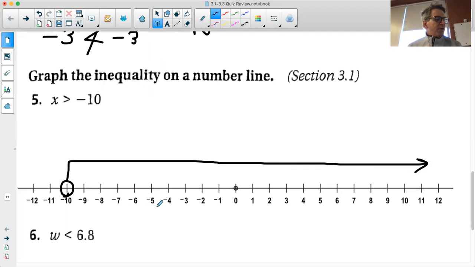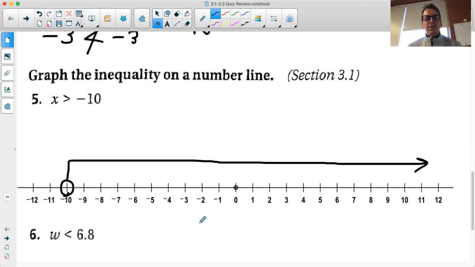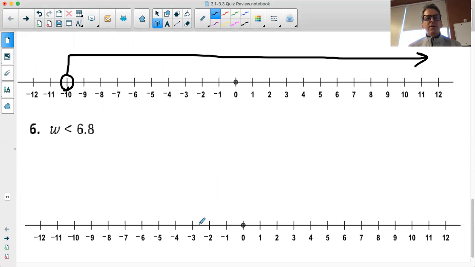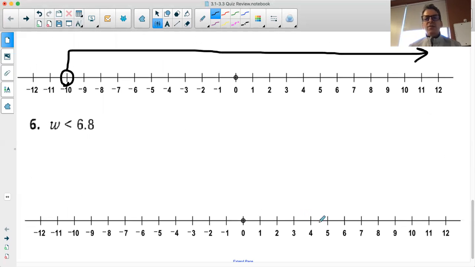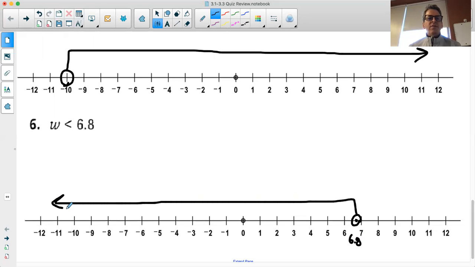Number 6, w less than 6.8. So let's find 6.8 first. Should be about right about there. Okay. And we're going to put a circle again around that area at 6.8. You can also write 6.8 just below it. Okay. And we're going to graph everything less than that, 6.8. And that's page 1 through 6. Let's move right into page 2.